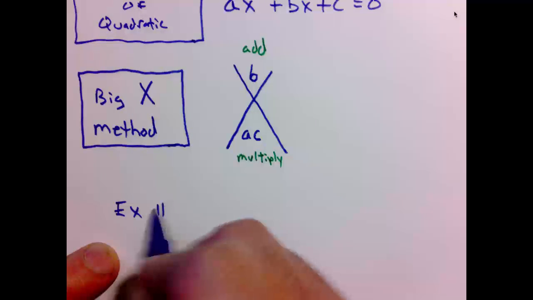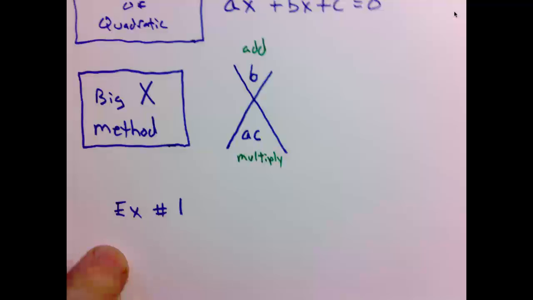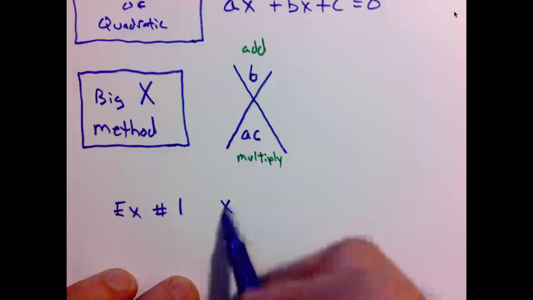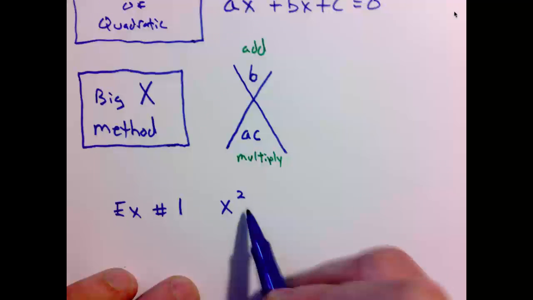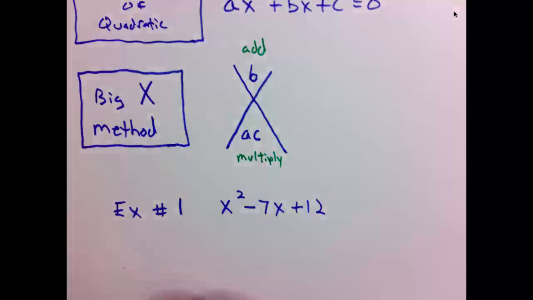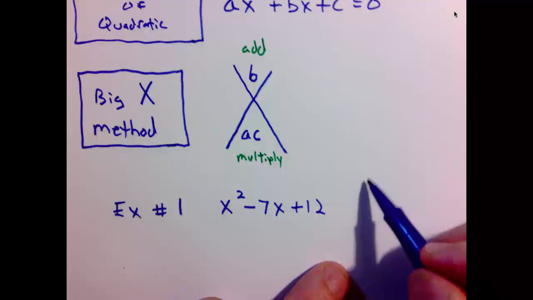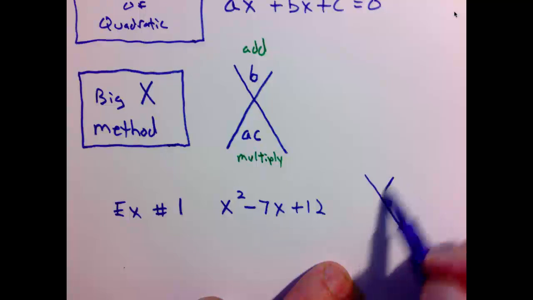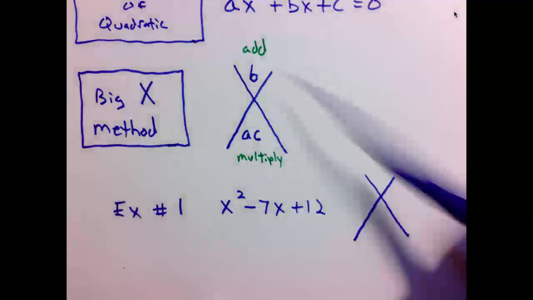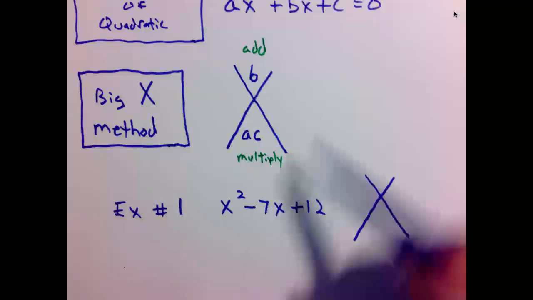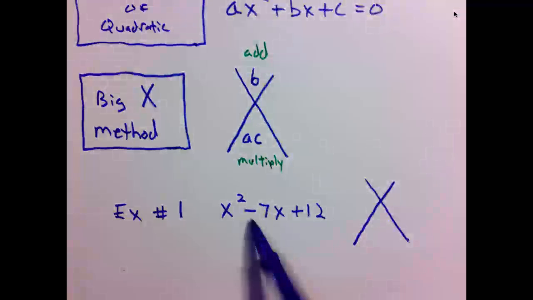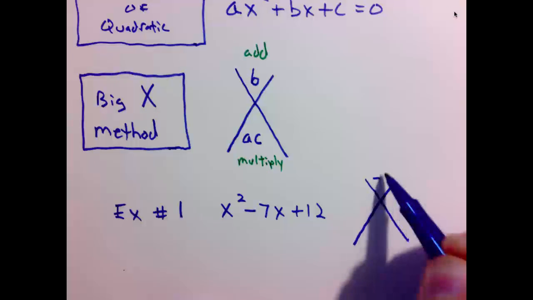Example number 1. Let's say we have the one that we started with earlier. We have x squared minus 7x plus 12. I'm going to begin by drawing my big X. In the top goes my b term, which in this case is negative 7. Remember, b is the coefficient of the x term. So in the top I'm going to write negative 7.